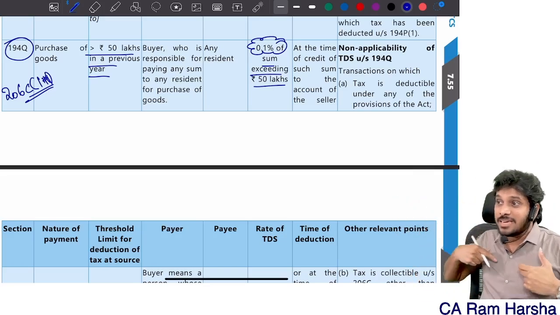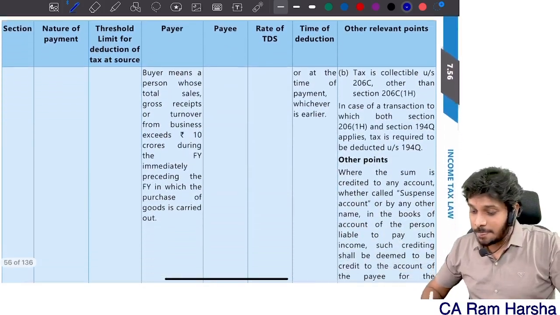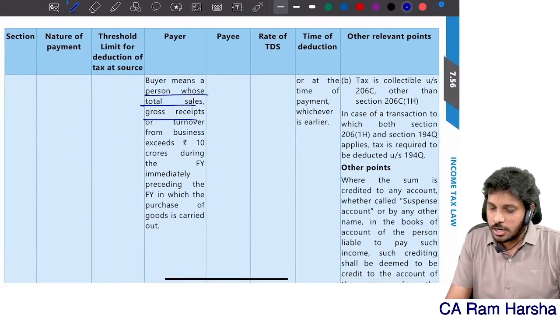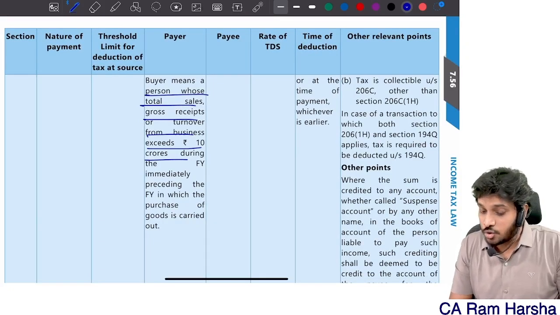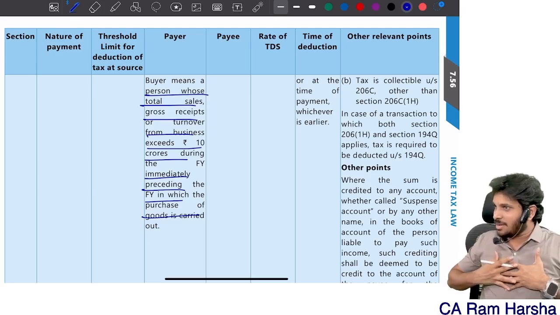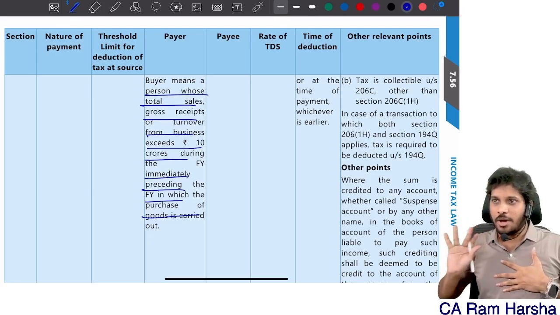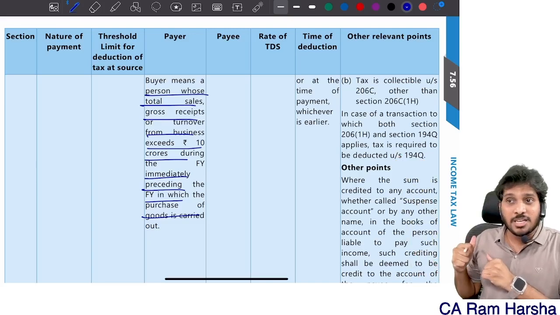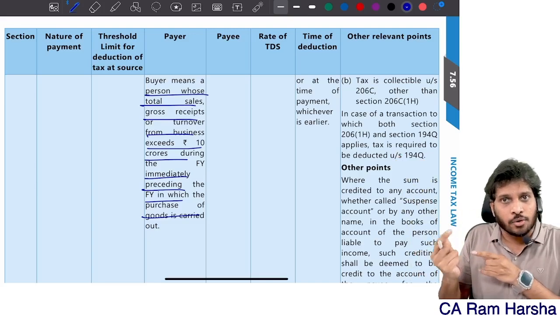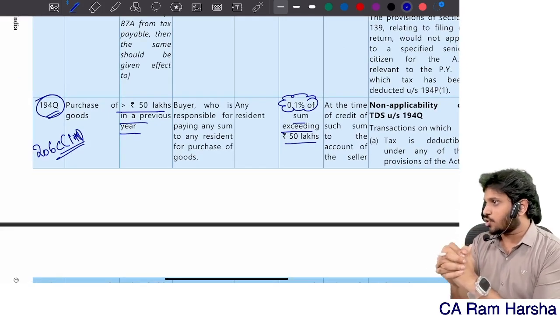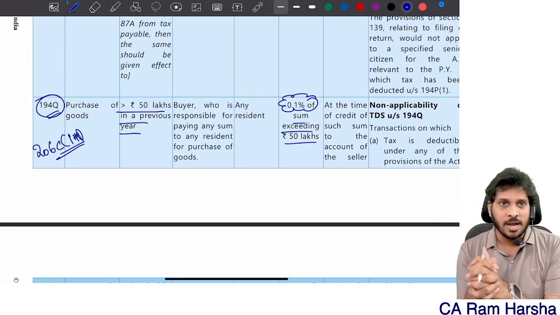By the way, which buyer? That buyer whose total turnover exceeds 10 crore in the immediately preceding financial year. Suppose I am a trader or a manufacturer, whoever it is, and I purchase goods for my business purpose. My previous turnover is more than 10 crore. Then this 194Q section is applicable.